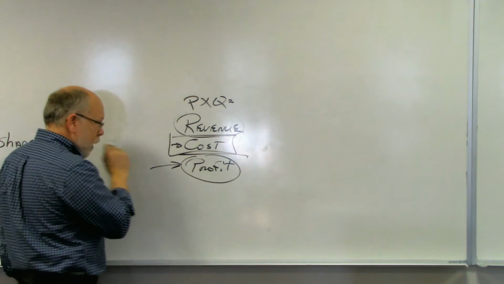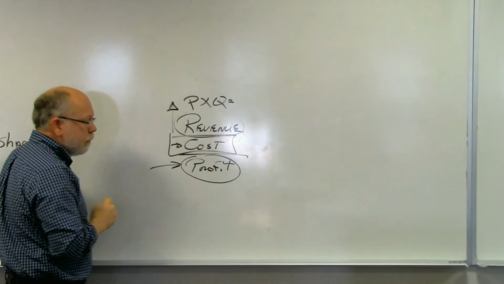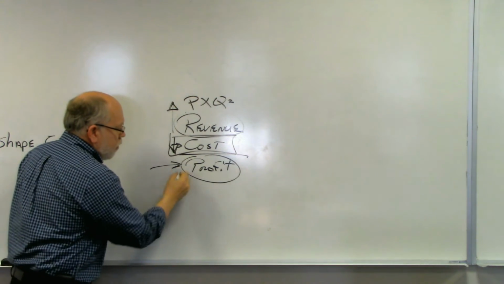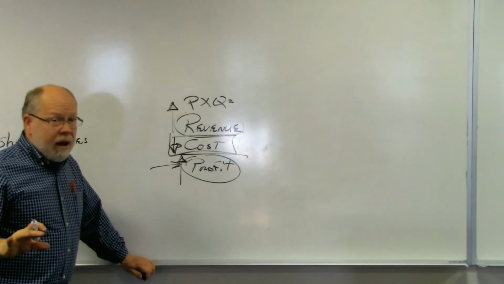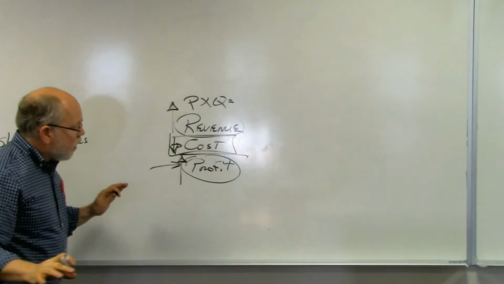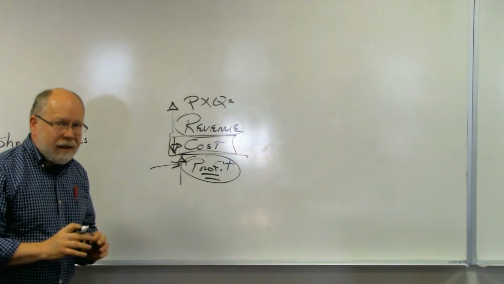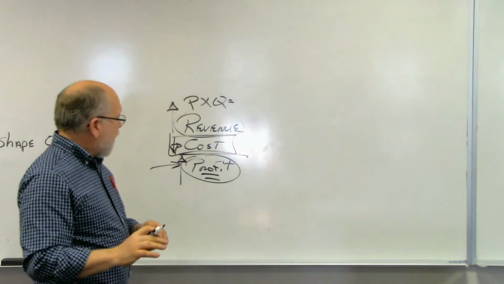Point one, we want to maximize our revenue. We want to minimize our costs in order to maximize our profit. That's what it's all about. That's why we're going through all this cost structure of the firm. We're trying to figure out how do we maximize our profit. And it's not always intuitive about how to do that.